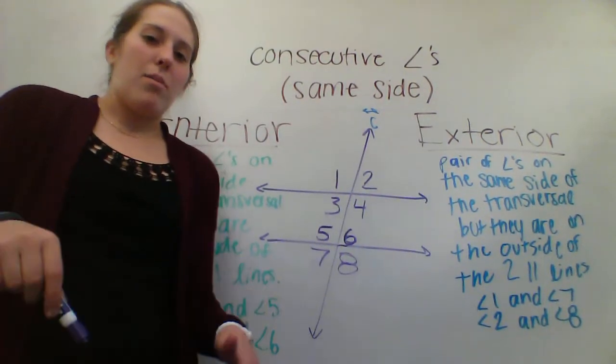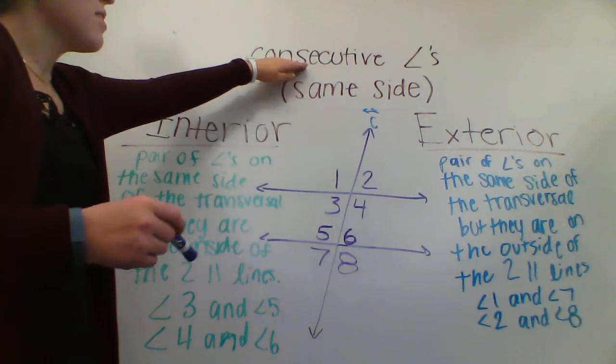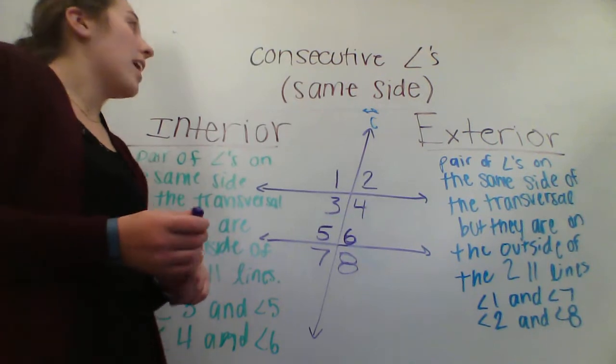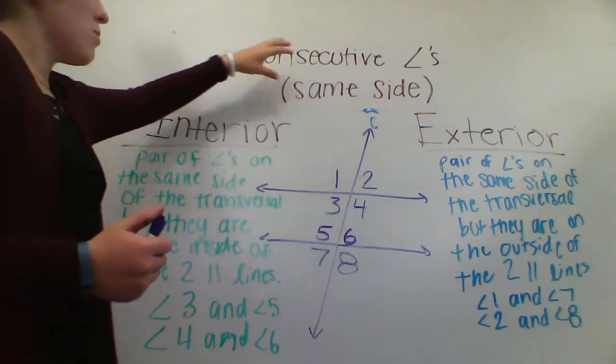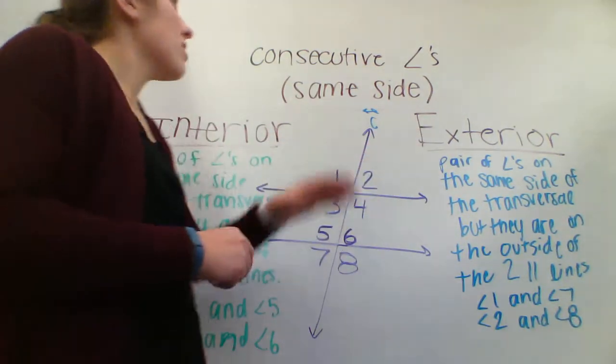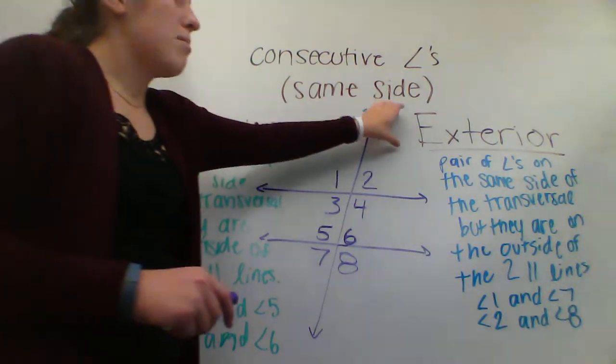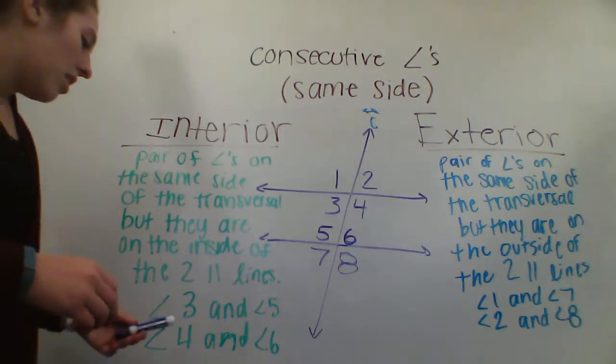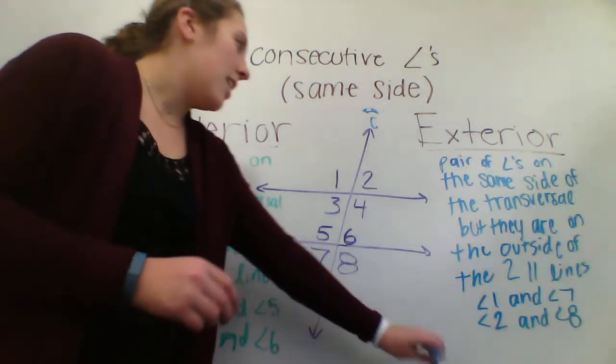So the next thing we're going to learn about are consecutive angles, and they're also referred to as same side. There are two types of consecutive angles: the interior consecutive angles and the exterior consecutive angles. So, same side interior angles and same side exterior angles, like we learned before with interior and exterior.